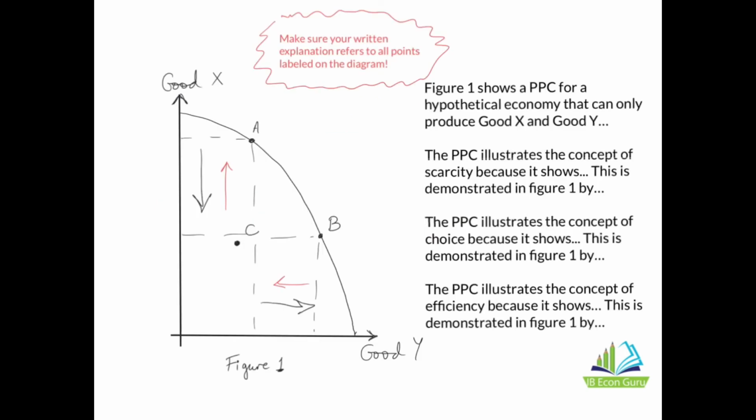Then I would basically draw the diagram. It's helpful to draw the diagram early on in the essay so that as you're explaining and responding to the essay, make sure you're always referring back to the diagram. So I always tell my students, make sure your written explanation refers to all points labeled on the diagram. Here I have good X, good Y, I have point A, point B, and point C. And I've given the diagram a name, figure 1.